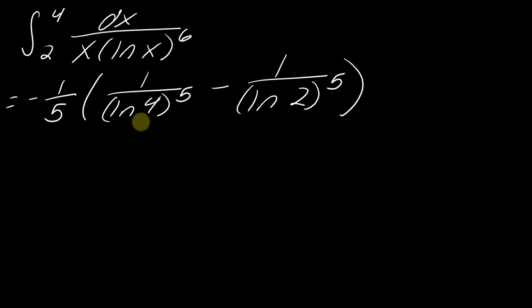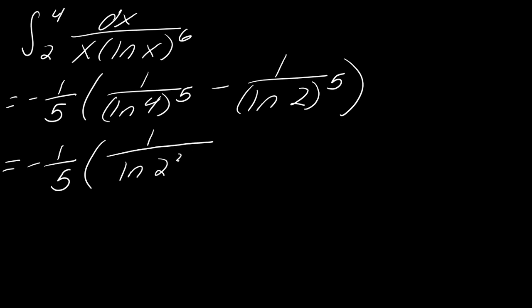So 4 I could rewrite actually as a power of 2, and there is a giant hint in this problem that I probably want to do that, in that this is the natural log of 2. So this is the natural log of 2, and I could rewrite 4 as a power of 2. So let's see what that gets us. So this is going to be -1/5, and then I've got 1 over the natural log of 2 squared, all of that to the 5th, and then you've still got this other guy over here.